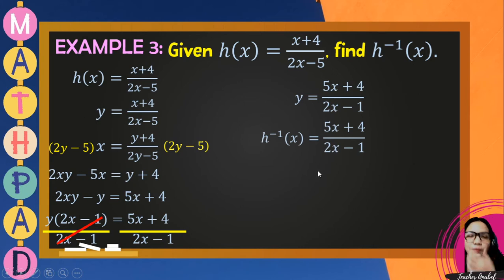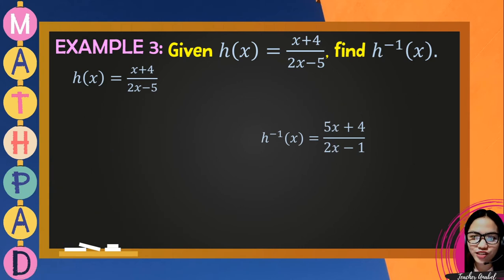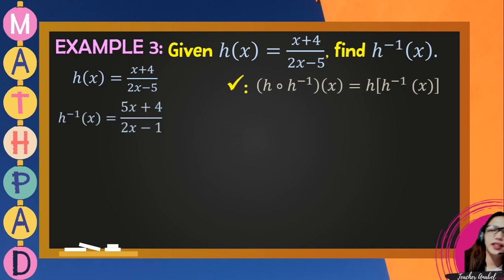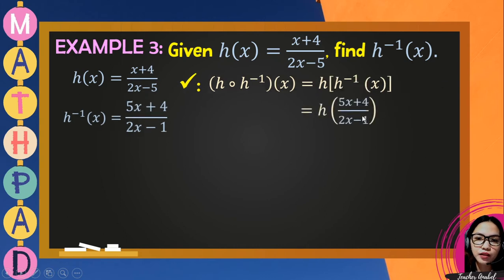Okay. Now, tignan natin. Checking. No? So, i-check natin. So, we can use this one. h of the inverse of h of x. So, the inverse of h of x is 5x plus 4 over 2x minus 1. And then we plug in this value into h of x. So, yung x doon at saka x sa baba, papalitan natin ito. So, we have this. Okay?